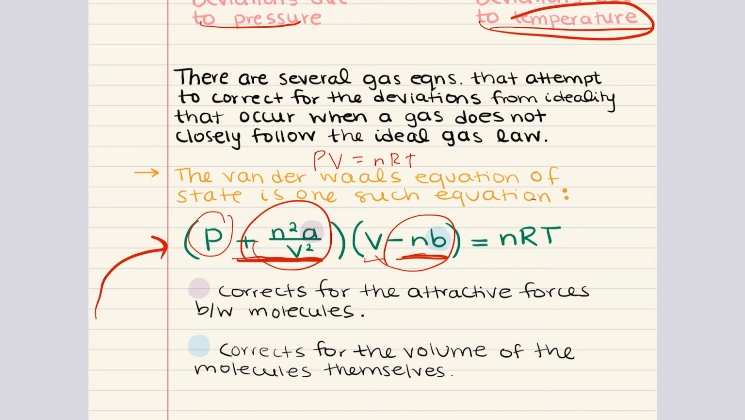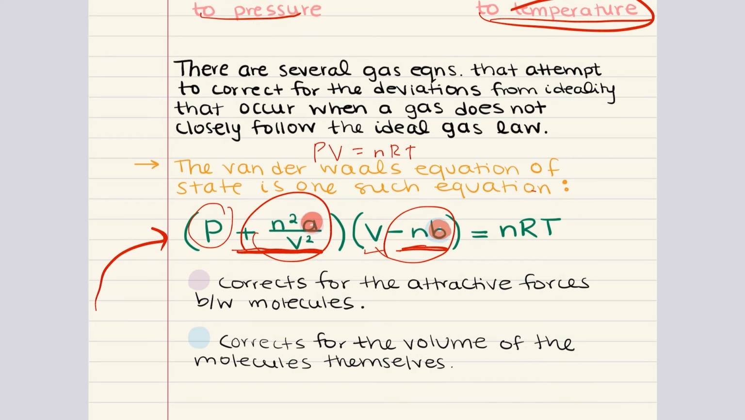Now these a and b terms are physical constants experimentally determined for each gas. The a term corrects for the attractive forces between molecules, and as such, it's going to be smaller for gases that are small and less polarizable, and it's going to be larger for gases that are larger and more polarizable. Then the b term corrects for the volume of the molecules themselves. Larger molecules have larger values of b.